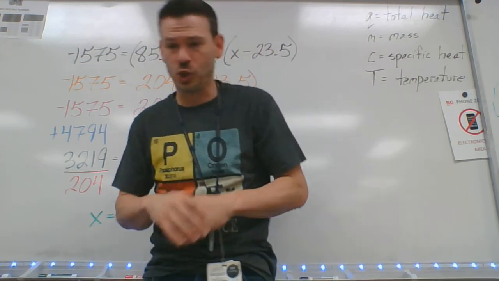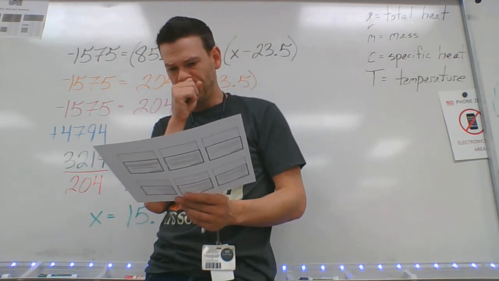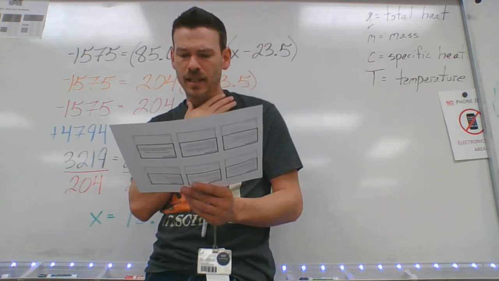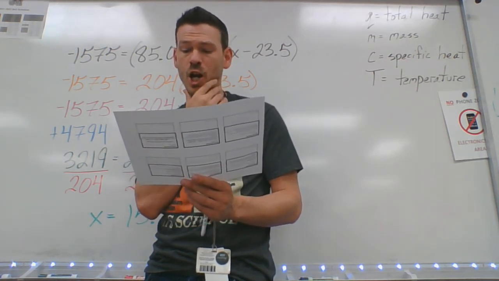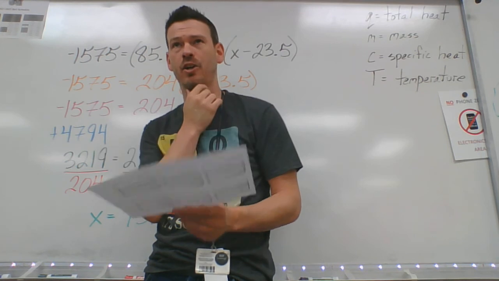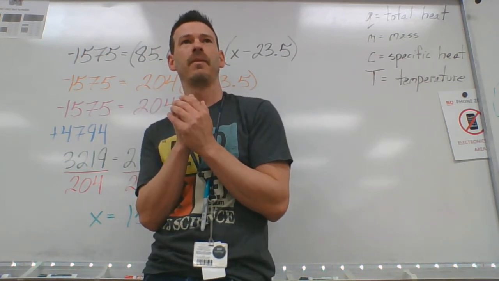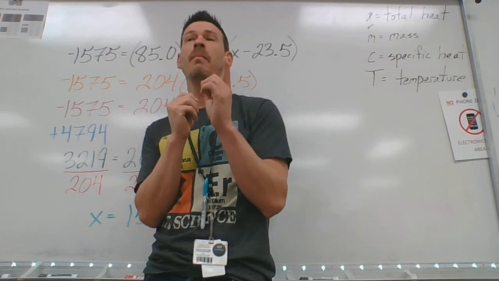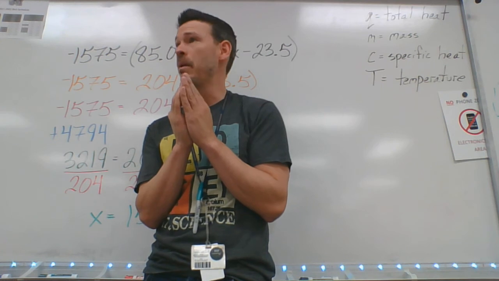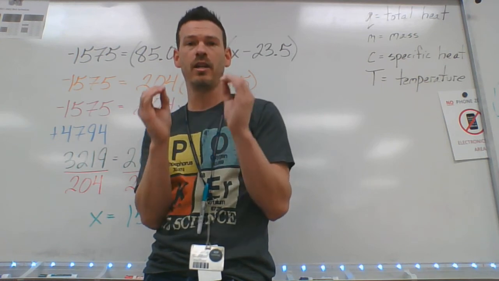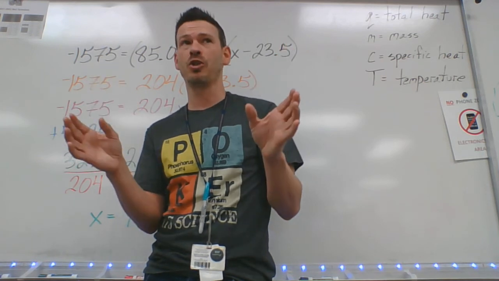Look at these questions. There's two of them. Squint and read. It says, a 100 gram sample of water at 90 degrees Celsius is added to a 100 gram sample of water at 10 degrees Celsius. Let's think about those numbers for a moment. Same amounts or different amounts of water? Same amounts. They're both 100 grams, but different temperatures.